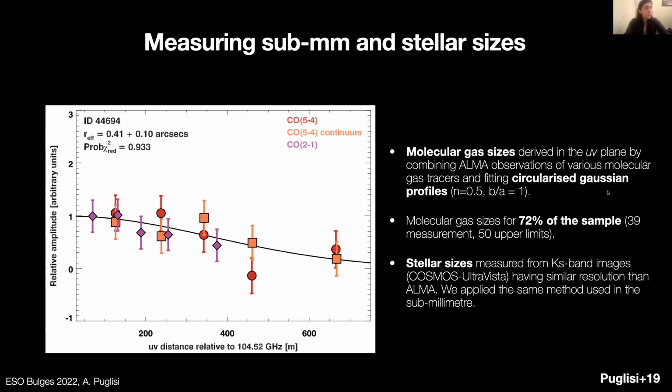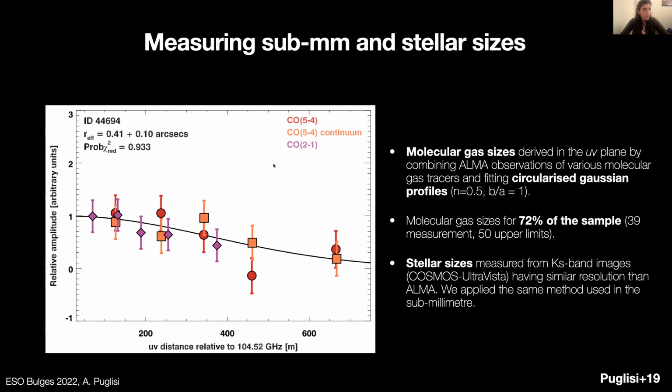And the plot shows the amplitude as a function of the UV distance for a galaxy in the sample, where we have reliable detections of two CO transitions and the underlying continuum. So the key point that I want to make here is that combining observations allows us to obtain size measurements or upper limits for 89 galaxies, which is quite good statistics for those kinds of studies at high redshift.